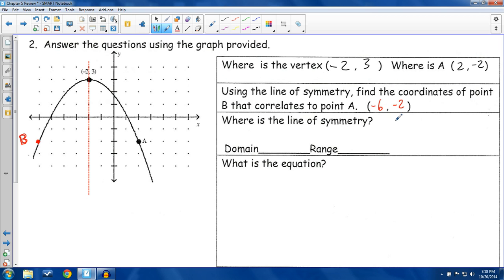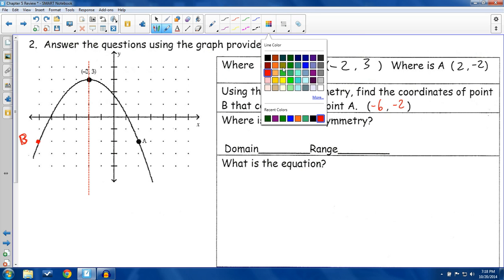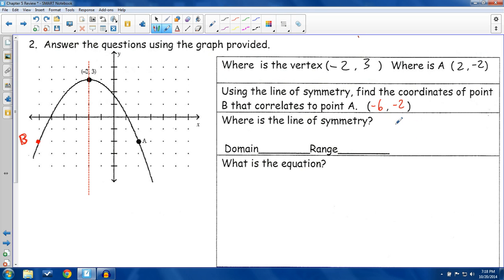Okay, where's the line of symmetry? Now, the line of symmetry is an equation. X equals negative 2. It will be the same place. Like, remember when I said x equals h for your vertex h, k? In this case, my h is negative 2. So that is my line of symmetry.